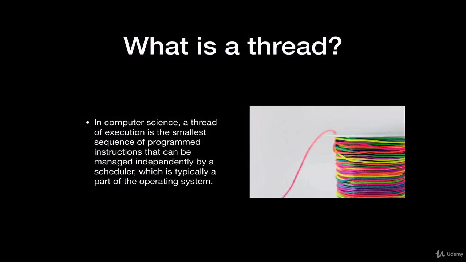What is a thread? In computer science, a thread of execution is the smallest sequence of programmed instructions that can be managed independently by a scheduler, which is typically a part of the operating system.